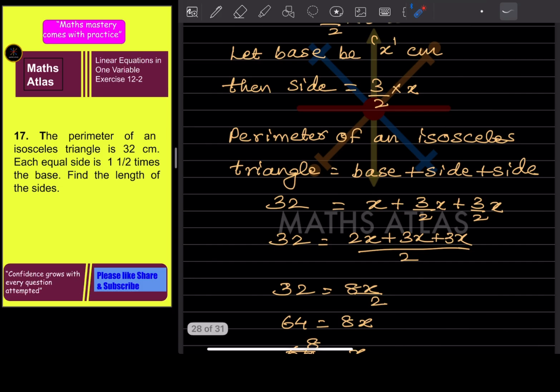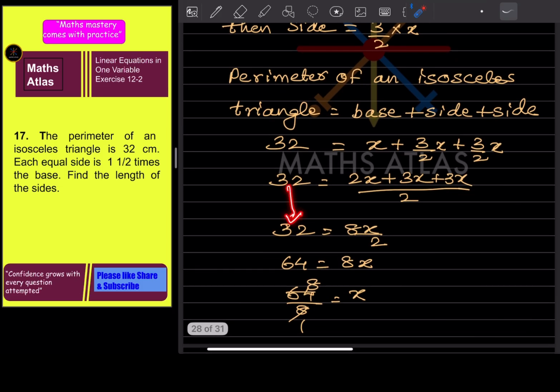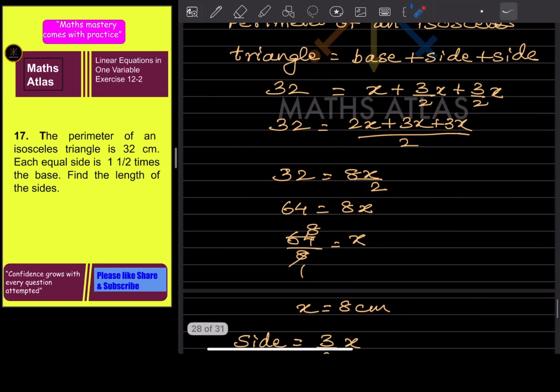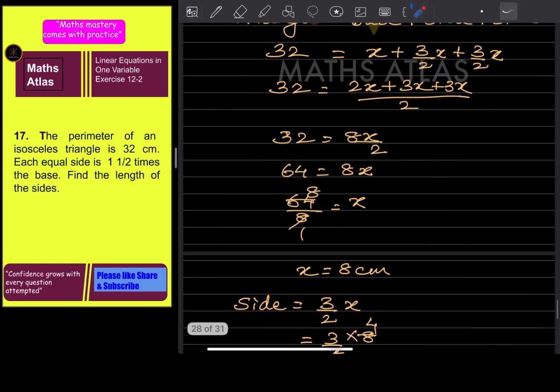So now we can write this as 8x by 2. If we take the 2 to the other side, it gets multiplied, so 32 into 2, which is 64, equals 8x. So 64 divided by 8 is going to be 8. So x is 8 centimeters.